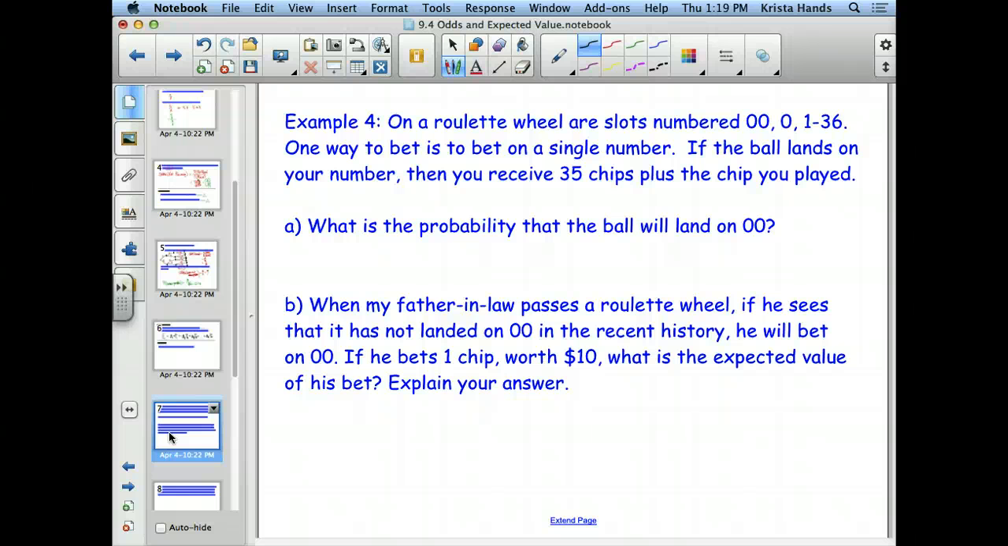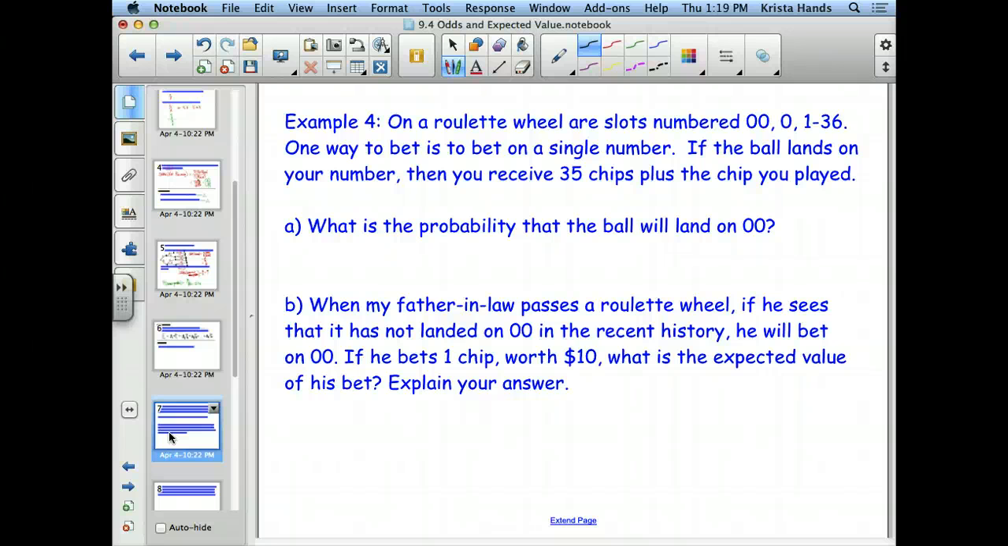Okay, so we've got this image in your mind. One way to bet is to bet on a single number. So you bet that this number is going to occur. There are other ways to bet. You can bet on black, you can bet on red, you can bet on green. The example that we're going to do is we're going to bet on a single number.